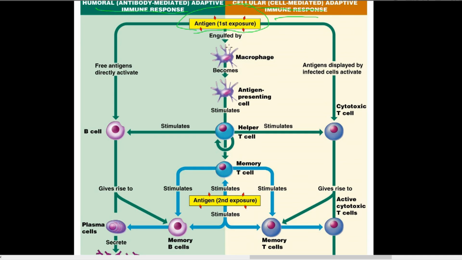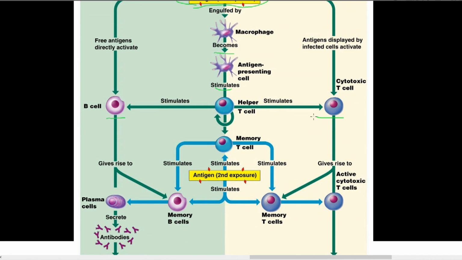So let's say we get cut, this is what's going to happen. The macrophages are going to come in, and this is going to be an antigen presenting cell, like I mentioned before, and then helper T cells will be stimulated by that. This will call out B cells, and it'll call out cytotoxic T cells, or effector T cells, same thing. What's going to happen is you'll have both the humoral response and the cell-mediated response happening at the same time.